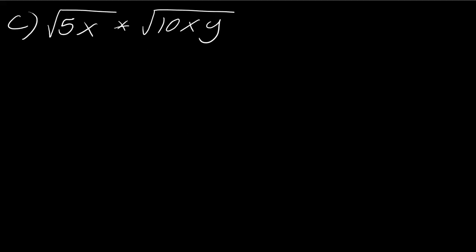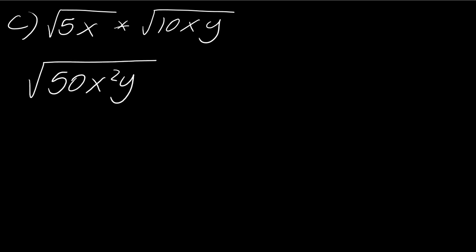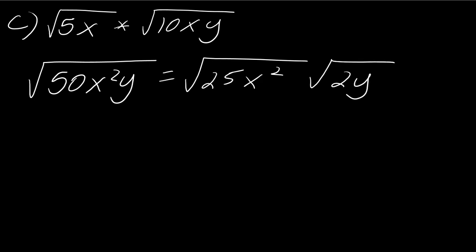I have one more example here. So why don't you pause the video here? Let's just make sure you've got it, and then hit play when you're ready. All right, so this is going to be 50x squared y. So really, I can break out 25x squared and then leave this other factor of 2y here. So this will be 5x times the square root of 2y.